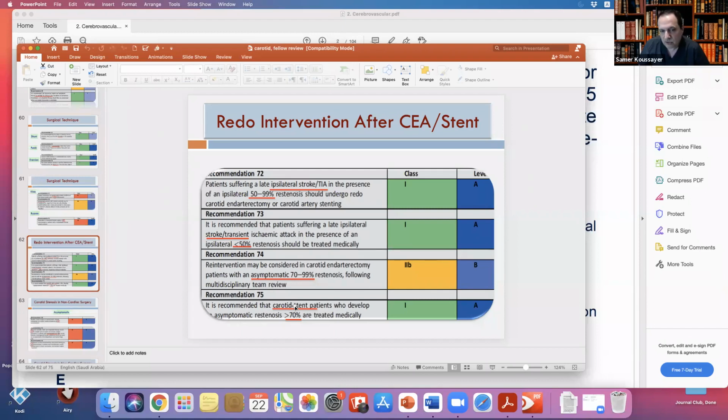If he has symptoms, then most probably you have to re-stent him or do a surgery, but most probably re-stenting, because when you stented him the first time, you presumed the patient was high risk. So redoing a surgery doesn't make sense because he's still high risk. So most of the time you need to re-stent him, and only if he has a symptom. If he's asymptomatic, even with high-degree stenosis, the guideline says to treat him medically. Okay, this is the guideline. I just reviewed it very quickly so you can remember it. Let's see what the question says.